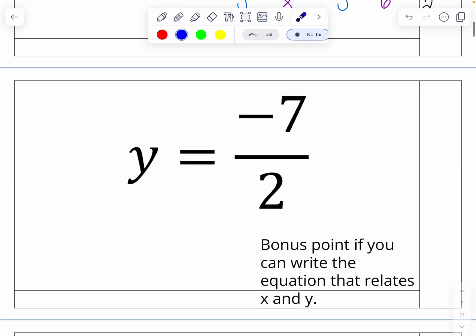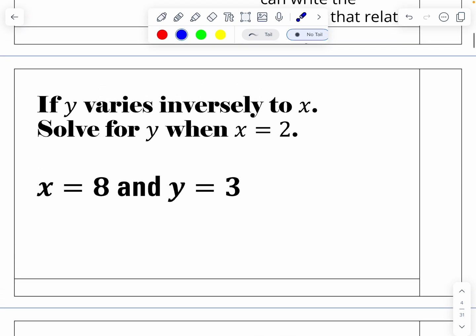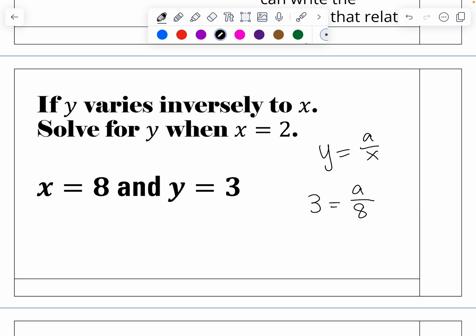All right, so moving on to the next problem, it's the same kind of thing. Okay, so we have y is equal to a over x. That's what varying inversely means. That's what this first phrase means. But it's asking me to solve for y when x is 2. I need a to be able to do that. So I got to use the information that I'm given to solve for a. So I know y is 3. I still don't know a, but I know x is 8.